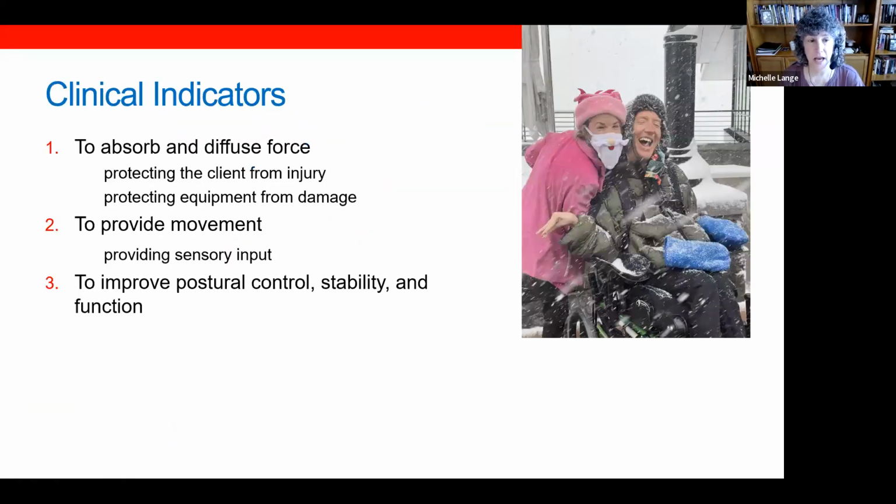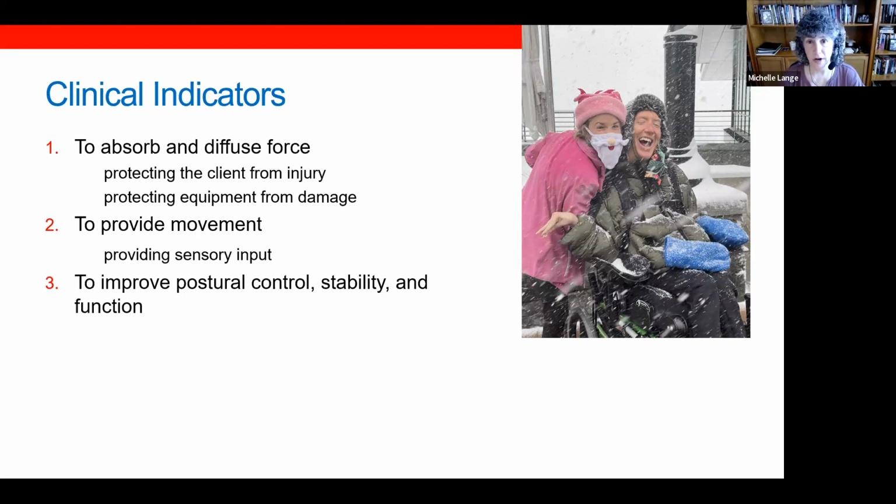So, dynamic seating has three primary clinical indicators. First, to absorb and diffuse force. And this is from client extension, client movement. Many of our clients have large, forceful movement patterns. And by absorbing and diffusing this force, we can protect the client from injury, protect the equipment from damage.